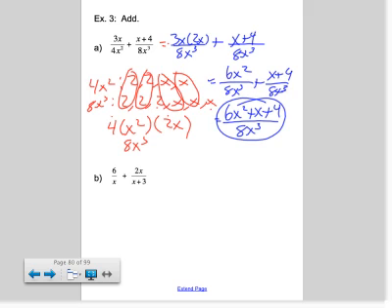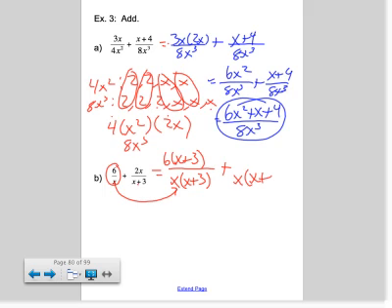For part B, again, I look at the multiples. The only multiple of x is x, and the only multiple of x plus 3 is x plus 3. So my common denominator is going to be x times x plus 3. So when I do that, if I look at this first expression, to go from x to this expression, I have to multiply the top by x plus 3. And then, again, my common denominator is still x times x plus 3.